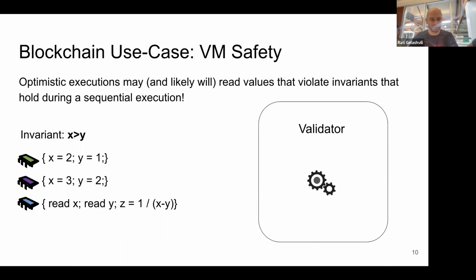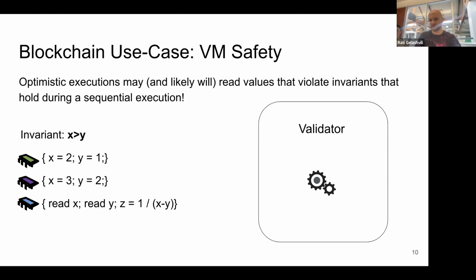So for instance, if you execute things concurrently, you can read things that could not exist in sequential execution. Here is an example. Let's say I design a contract, and you can convince yourself that X will always be bigger than Y if these transactions are executed atomically, right? The first transaction sets X to 2, Y to 1; the second sets X to 3, Y to 2.